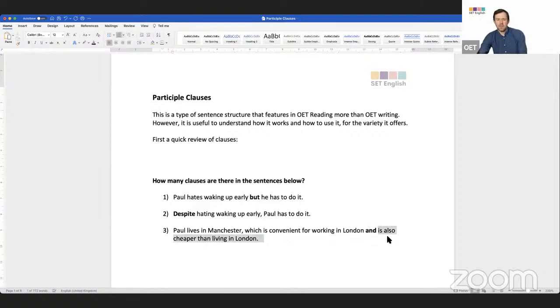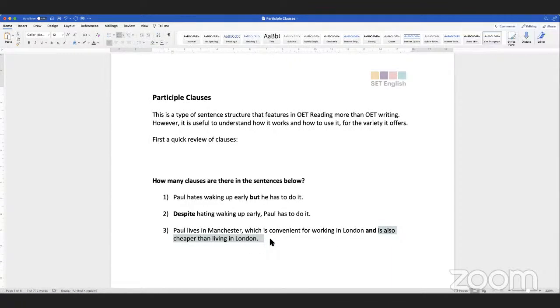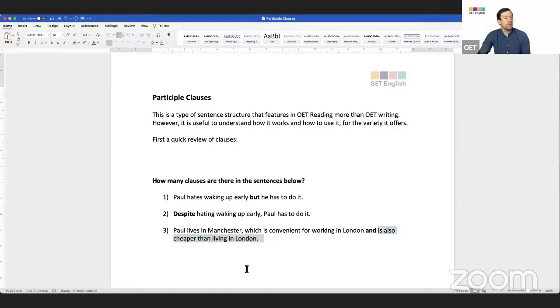Notice what we said. What is also cheaper than living in London? Living in Manchester. Yes. Okay, so which in this sentence means living in Manchester. That's what it's about, isn't it? Okay, so let's move on.